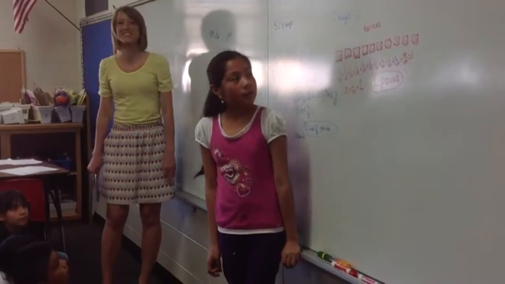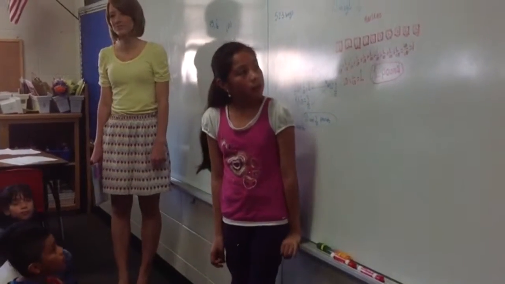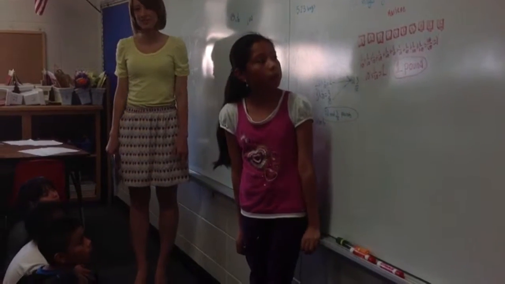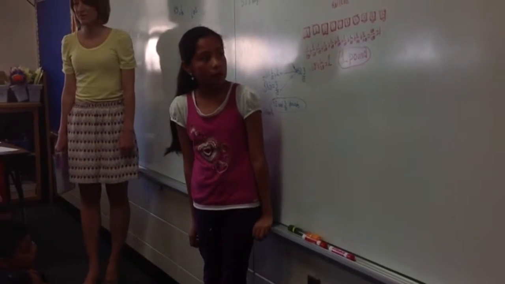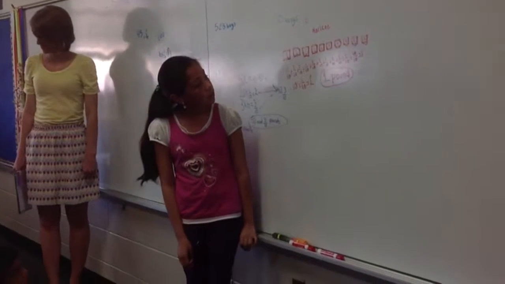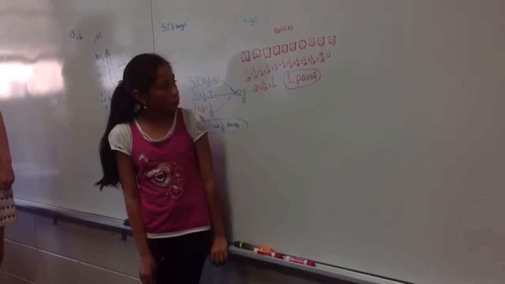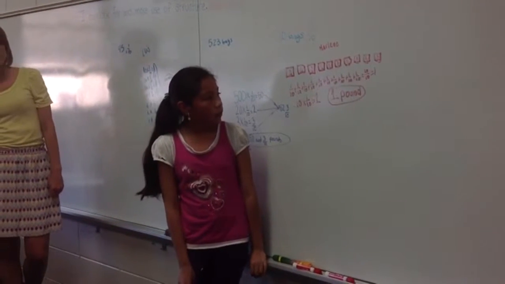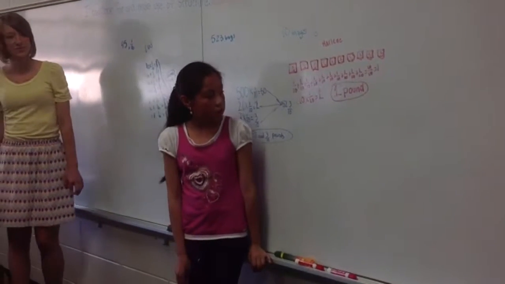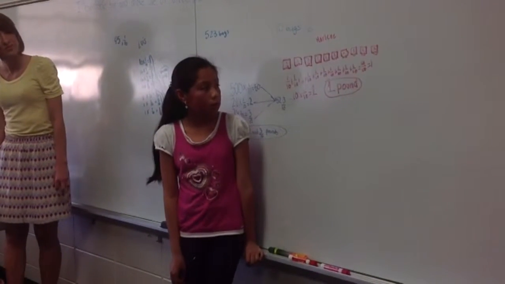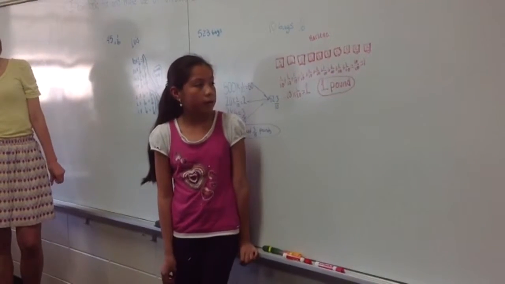Okay? First, I started with 10 bags, and then I put 1/10 in each bag. So then I added 1/10 plus 1/10 plus 1/10, and I got to 1 whole. And then I did a shorter number sentence, and in addition, I did 10 groups of 1/10 equals 1 whole. So it was 1 whole pound.